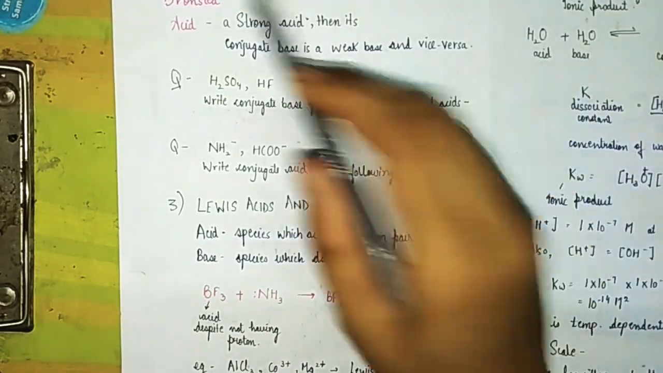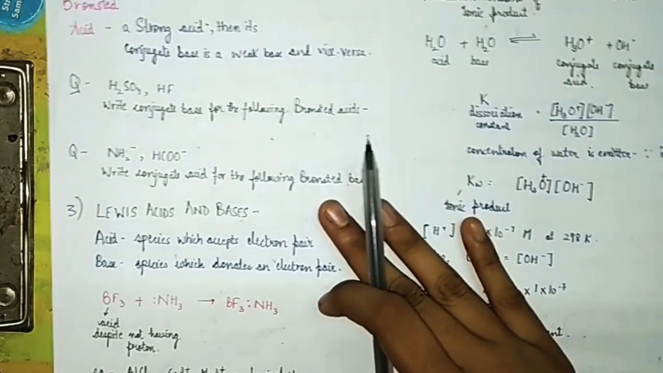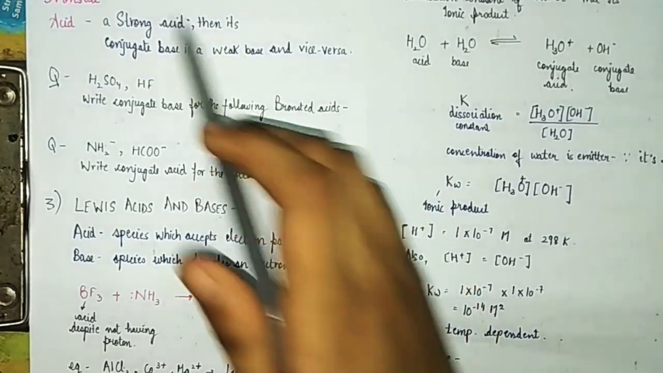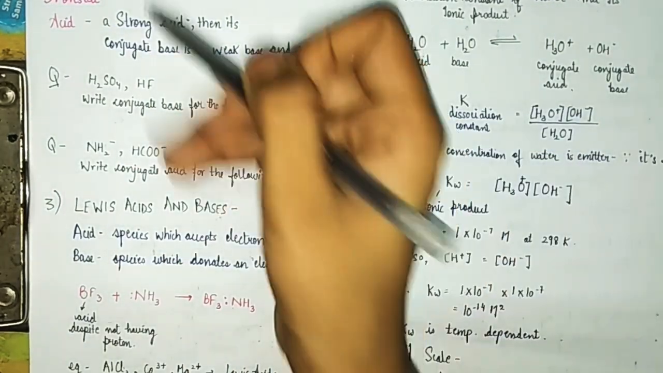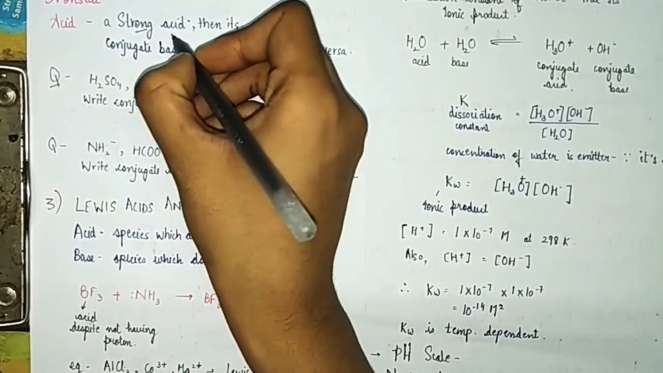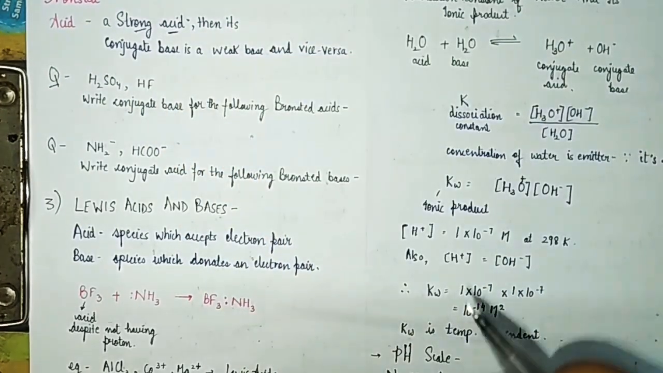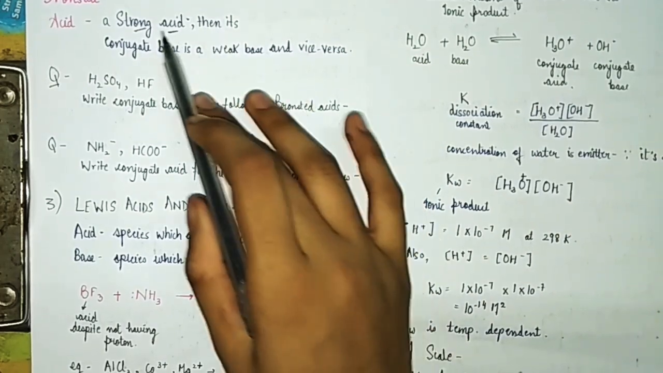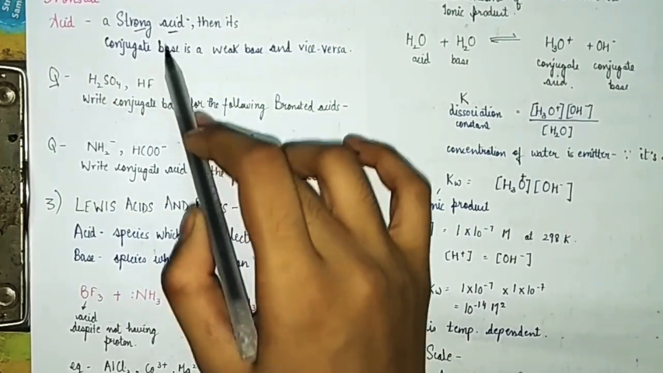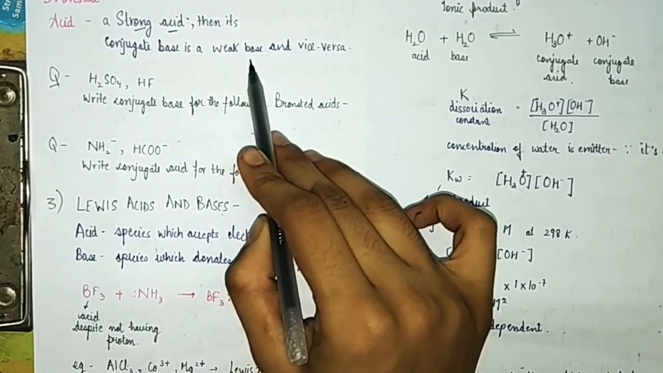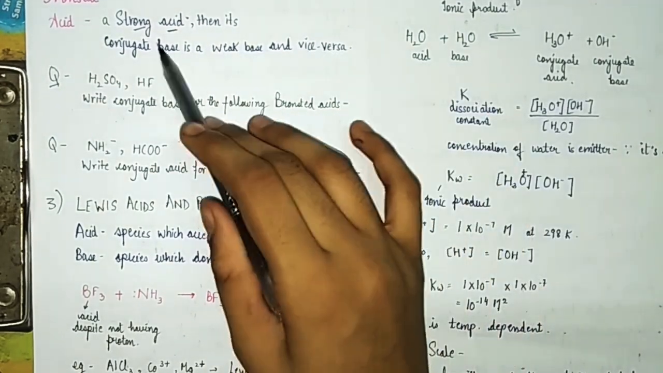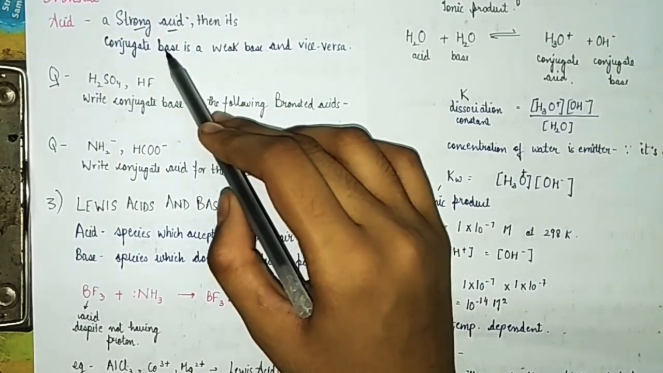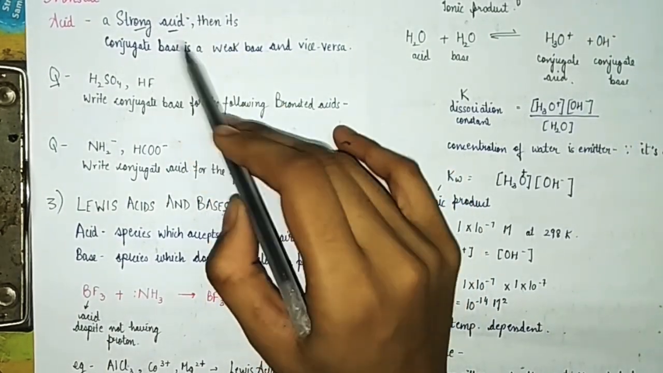Another important term that we have to see here is Bronsted acid. What is a Bronsted acid? Bronsted acid is actually a strong acid. The Bronsted term refers to strongness, strength. Okay, if this is a strong acid, then its conjugate base is a weak base and vice versa. So if you have a strong base, we will have a weak conjugate acid.